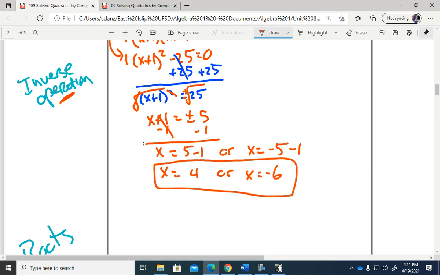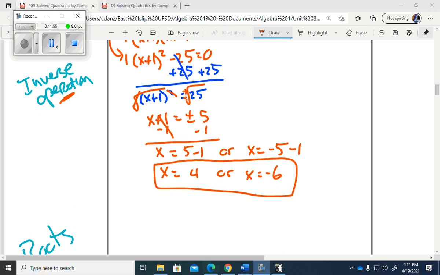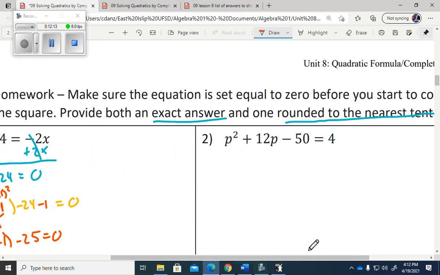And that's it. So sometimes our answers are both rational, sometimes they're irrational. I am going to provide you with a list of answers in Google Classroom. I'm going to just look and see if there's another one that's irrational that I can do with you. So we can do number 2. Number 2 turns out to be irrational.